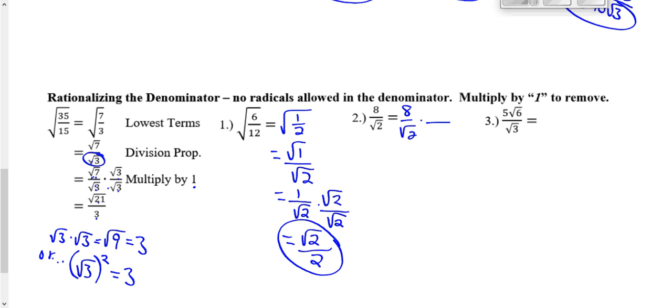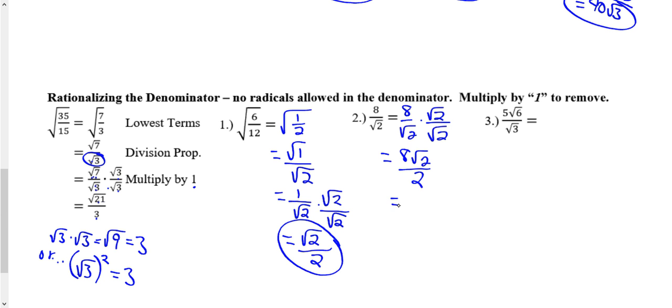What did you multiply by here? Square root of 2 over square root of 2. Now, 8 times the square root of 2 is not the square root of 16. Remember, you can't take the 8 and put it inside there. So it's just 8 square roots of 2 over what? Square root of 2 times the square root of 2 is 2. But we can simplify it one more time, can't we?